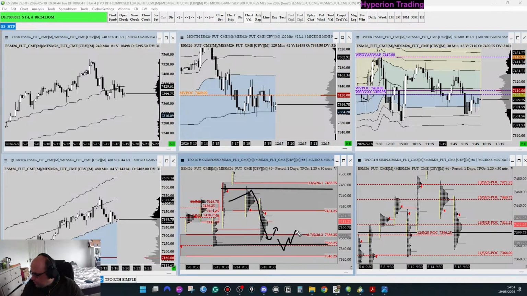We may see some kind of acceptance above the POC that will give us a sign to go long. If we see a breakdown like this, we'll head lower, and I'll show you what I mean later. That's the structural approach. Now I have prepared some slides which you can see.